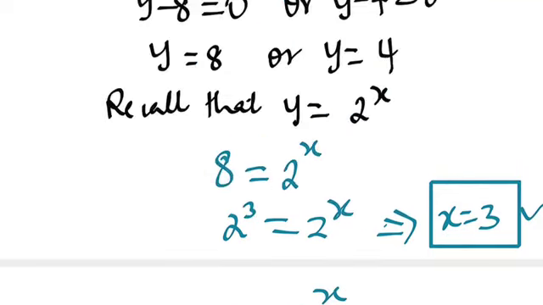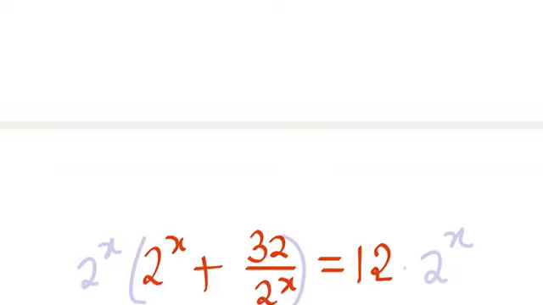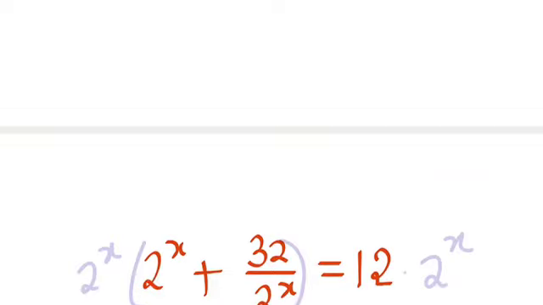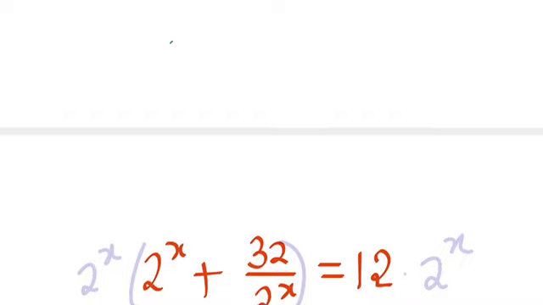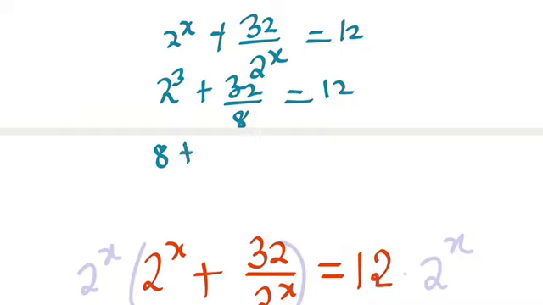But let's say you want to check whether what you have is right or not. So now from here, you can see that we have 2 to the power of x plus 32 all over 2 to the power of x, equals 12. That's the equation. So therefore we have one of the solutions to be 2 to the power of 3. We have 2 to the power of 3 plus 32 over 2 to the power of 3, which is 8, equals 12. So now from here we have 2 raised to the power of 3, that is 8, plus 32 divided by 8.